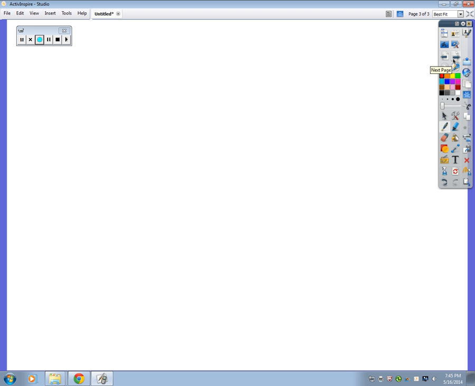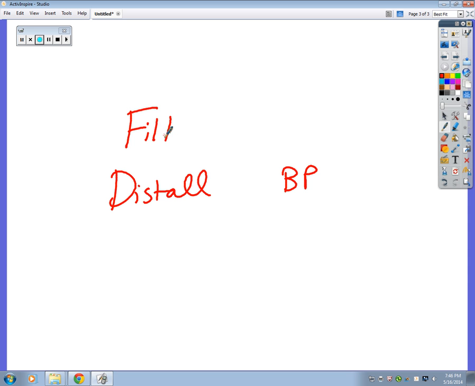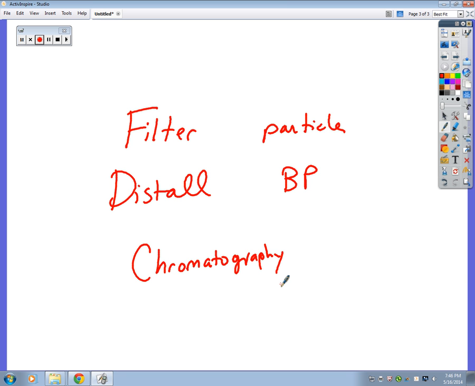Alrighty. You need to make sure you look at separating mixtures. Distillation separates things by boiling point. Filtering separates by particle size, right? And chromatography is used for things like ink. When you have ink on your paper and it separates and bleeds, all those different colors are there. Okay, scientific notation.